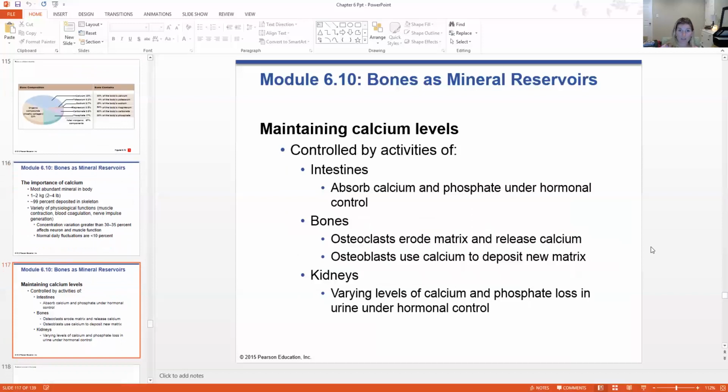Our intestines, right? Our intestines are responsible for absorbing calcium and phosphate through hormone control. Our bones will control calcium levels as well because of the osteoclast and osteoblast activity. Osteoclast releasing calcium into the blood, osteoblast taking calcium from the blood and saving it for later by depositing it on the bone matrix. Our kidneys are also responsible because our kidneys will help secrete calcium into our urine if we have too much, and that's all controlled through hormones.